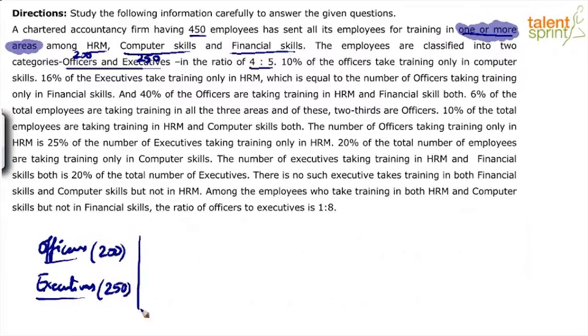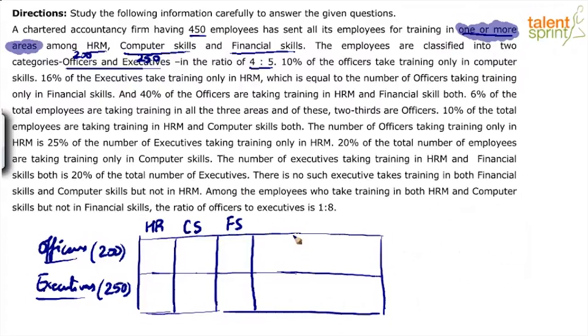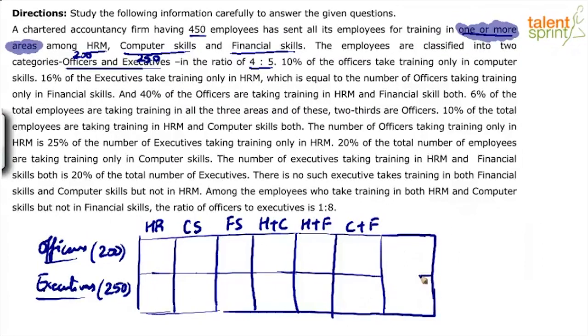Now we are going to distribute these officers and executives in various categories. What are the various categories possible? Let me just draw a simple table here. Only HR or HRM. How many officers only in HR? How many executives only in HR? Then the next category is computer skills. How many in computer skills? Then the next one is financial skills. Remember, these are only HR, only computer skills and only financial skills. Now there can be combinations. What are the combinations? HR plus computer skills, HR plus financial skills, or computer skills plus financial skills. And there's one more category. What is that? All three: HR plus computer skills plus financial skills.